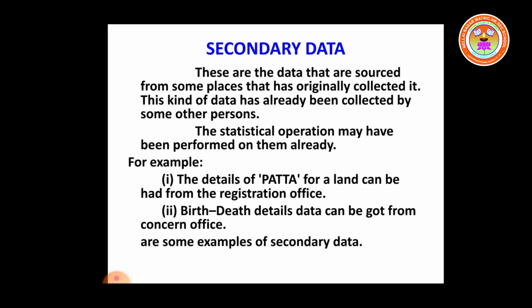Next one, secondary data. These are the data that are sourced from some places that have originally collected it. This kind of data has already been collected by some other persons. The statistical operation may have been performed on them already. Already some data is collected. For some other reason, we may use that collected data. So these data are called secondary data. For example, the details of patta for a land can be had from the registration office. Birth and death details can be got from the concerned office. These are some examples of secondary data.